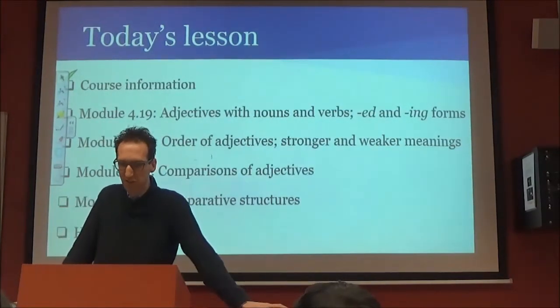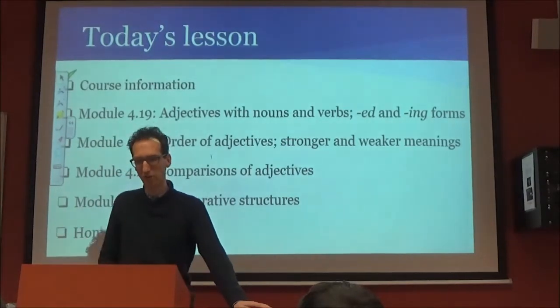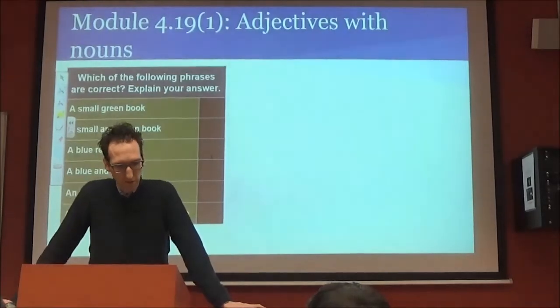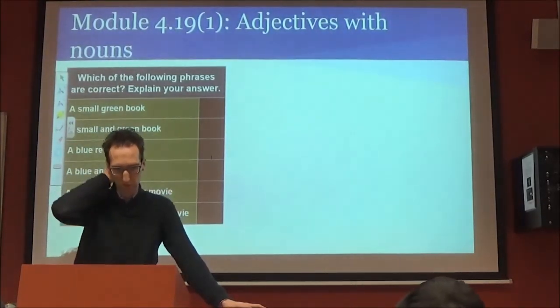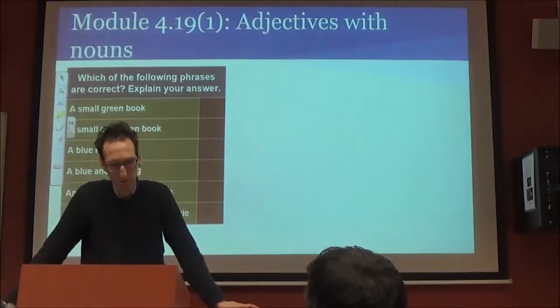Let's talk about adjectives, different kinds of adjectives now. So here are some phrases. A small green book, a small and green book, a blue red flag, a blue and red flag, an interesting funny movie, an interesting and funny movie.